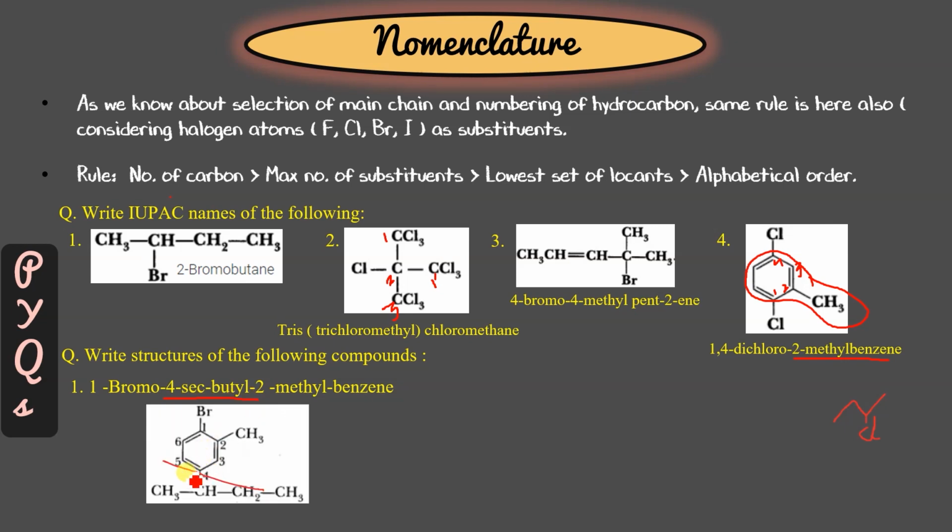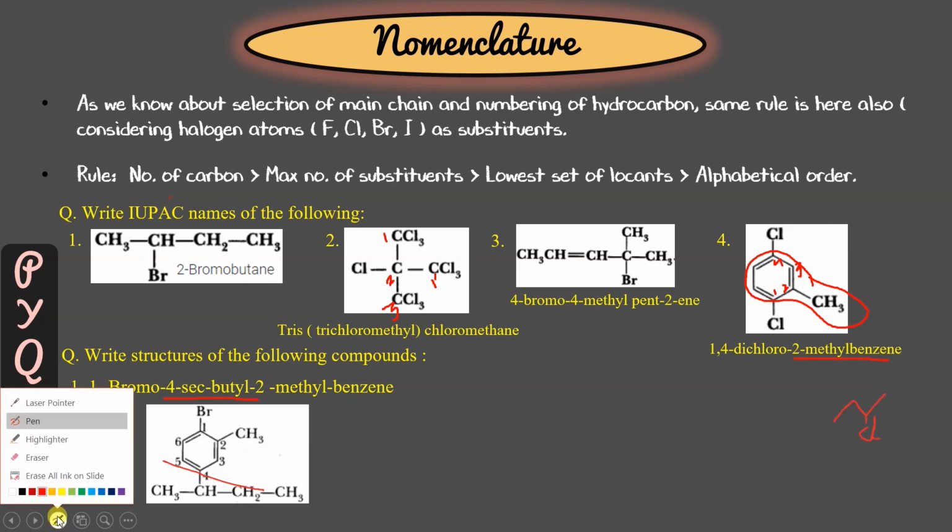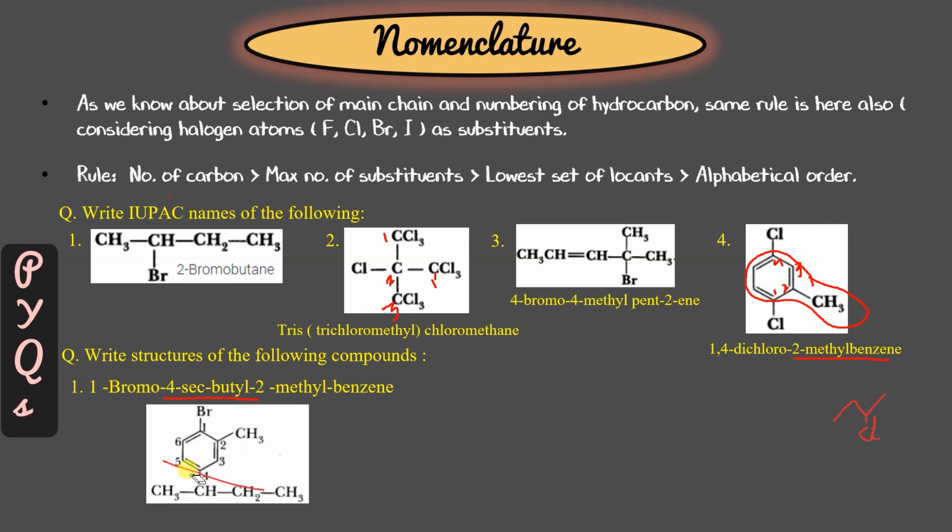Okay. So here this is one position. I have put the bromine over here, and at 2 position the methyl group. Done with that. Now the 4 position sec-butyl. That means the butyl group must be added, but it should be added with its second position, isn't it? So that's why I have done like this.